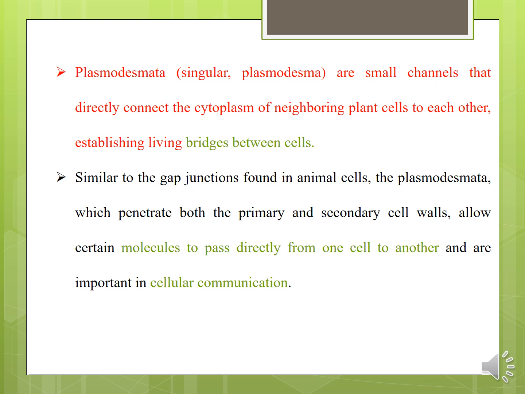And similar to the gap junctions found in animal cells, plasmodesmata penetrate both the primary and secondary cell walls, which allows molecules to pass directly from one cell to another and are important in cellular communication. As I have mentioned earlier, it is mainly involved in cellular communication. Communication means molecules transfer from one cell to another for nutrients and for growth and development. For that purpose, plasmodesmata plays a vital role.